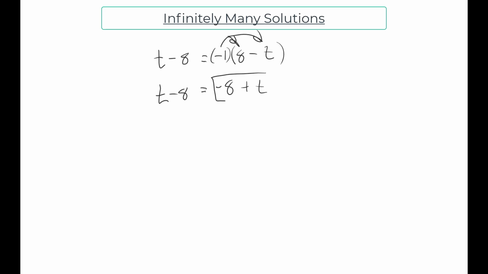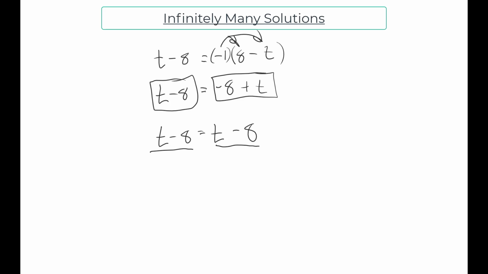Let's go ahead and reorder this. We can restructure the way that this negative 8 plus t looks, so it looks exactly like the left-hand side. So we'll have t minus 8 is equal to our positive t first, minus 8. And we notice that we have the exact same thing on the left side and the exact same thing on the right side. We can actually stop here and say that this equation is always true.